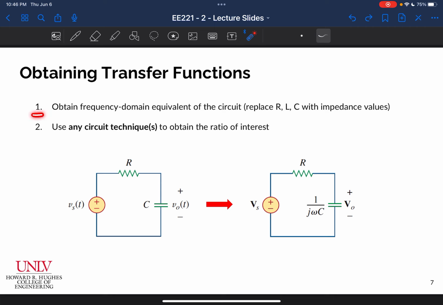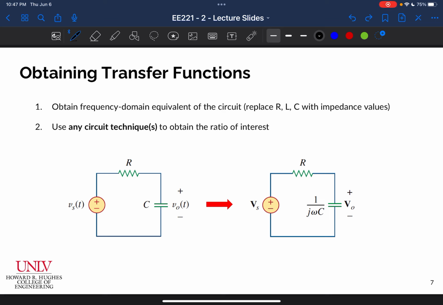So step one is to obtain the frequency domain equivalent of the circuit. My circuit here is given in the time domain, right? I have an input Vs of t, I have an output V out of t. I'm looking at a resistance value and a capacitance value, right?